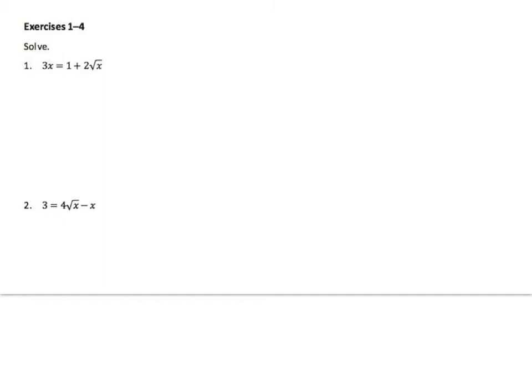All right, let's try a few more. Again, I'm going to try to get the radical by itself and everything else on the other side of the equal sign before I solve. So I have 3x minus 1 equals 2 square roots of x. Go ahead and square both sides. Here, on the right side, this 2 is outside the radical. So when I square the square root of x, I get x. When I square 2, I get 4. Something to pay attention to.